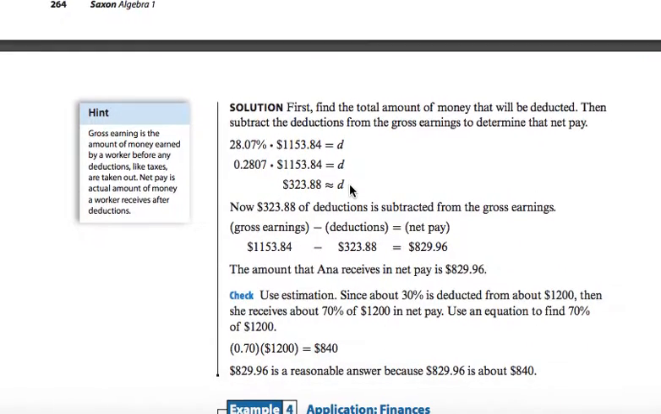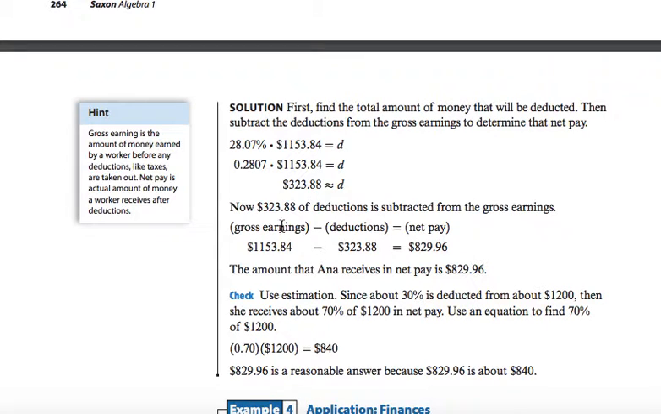Here's how they did it in the solution. 28.07, they turned that into a decimal by moving the decimal 2 places to the left. 0.2807 is 28% in decimal form. You multiply that by the total, or by the whole, because it's of that, multiplied as a percentage, and you get $323.88 needs to be deducted. That's what she's being taxed each time her overall income comes in.